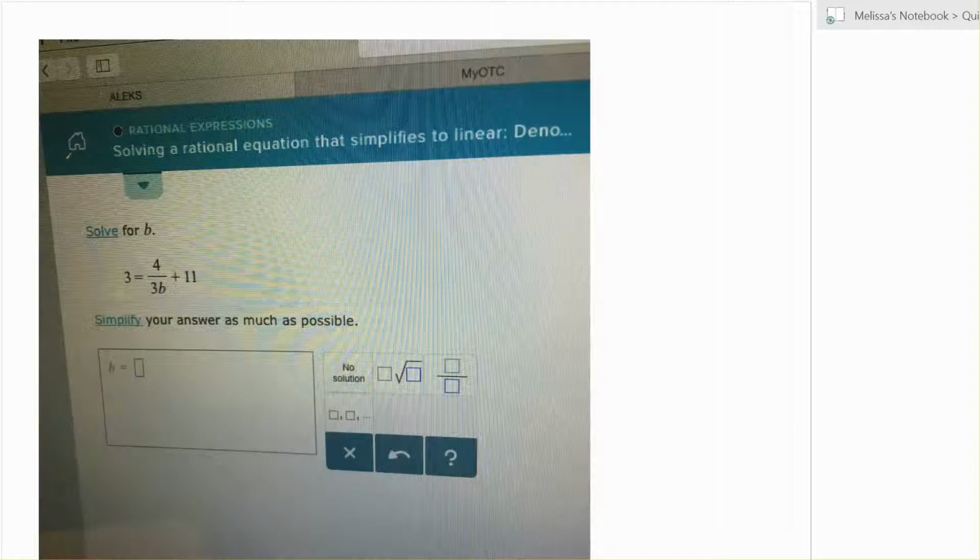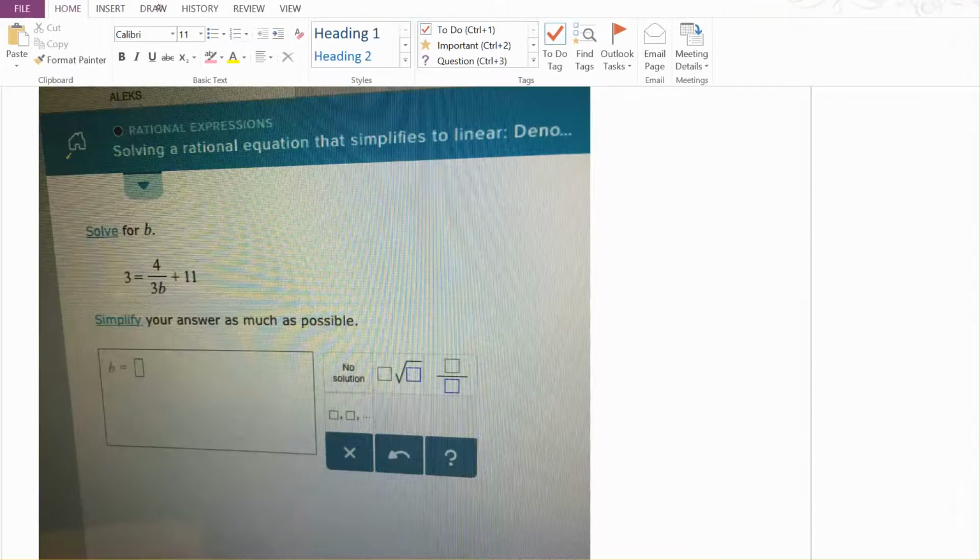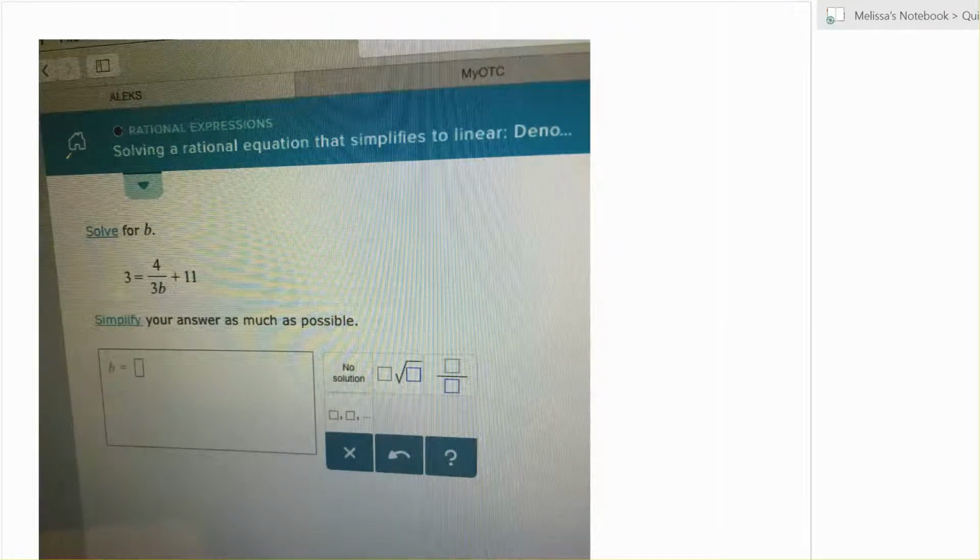In this example, we need to set this equation equal to 0 first. So we have a rational equation, or equation involving rational expressions. So we need to move the 4 over 3b to the left. It's positive, so it's going to be negative, and also subtract 11. So I get 3 minus 4 over 3b minus 11 equals 0.